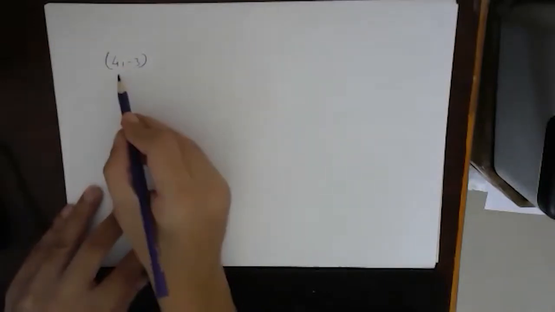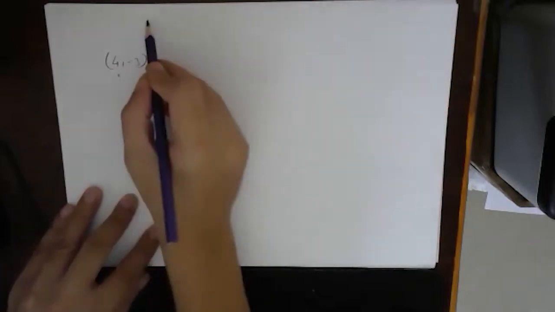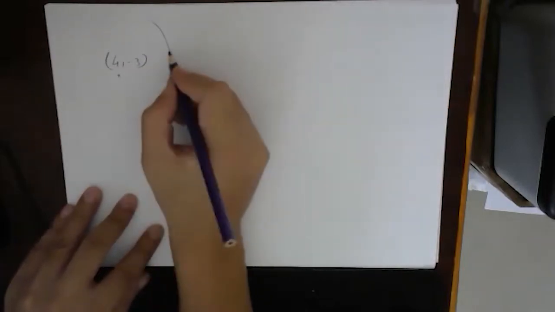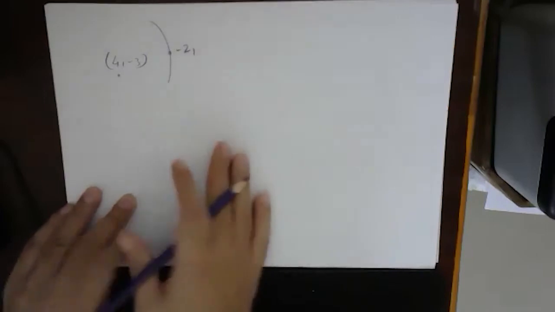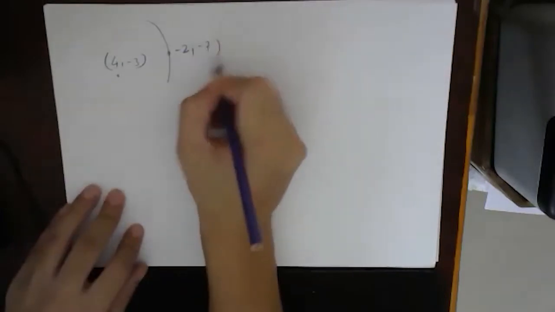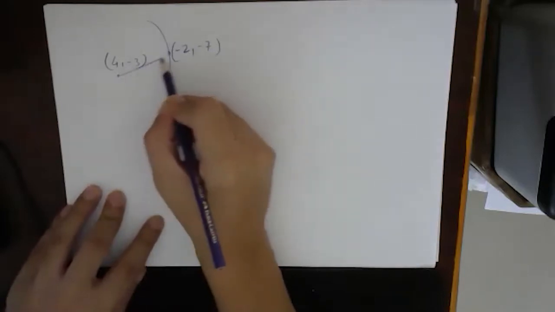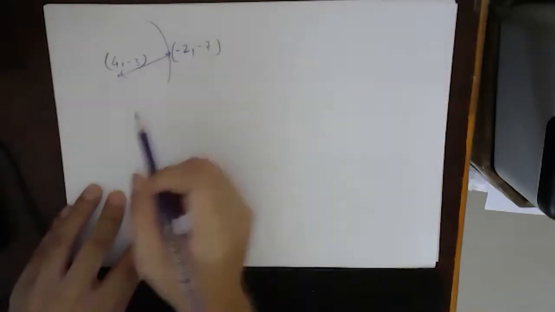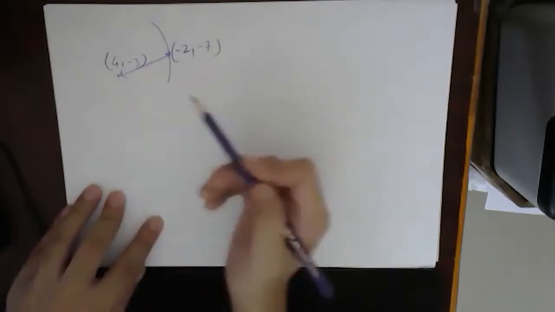Okay, fine. The second method will be: already the center of the circle is given. The center of the circle is 4 comma minus 3, and this circle is passing through the point minus 2 comma minus 7. So what we can do is find the radius of the circle which we have to find.